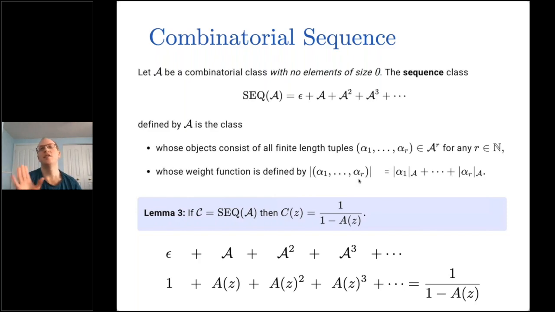Now I'm sweeping something under the rug here. This doesn't always hold. It's very crucial that my original class had no objects of size 0. If you have objects of size 0, this definition kind of falls apart and doesn't really make any sense, and you'd have an infinite number of objects of a given size, so you can't even define a combinatorial class. But if you don't have any objects of size 0, then you can define this and everything works out.